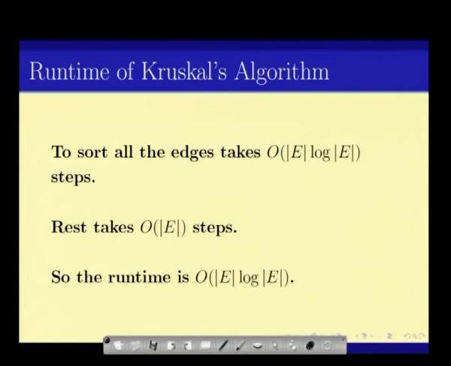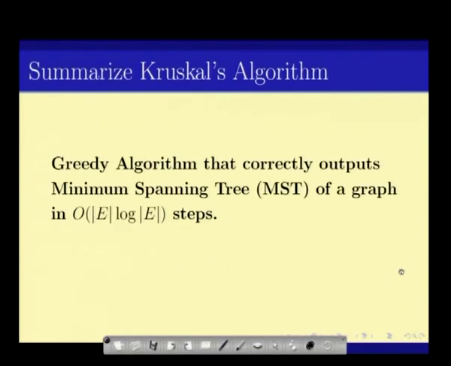What is the runtime of this algorithm? The main step required is to sort all the edges, which we have seen the sorting algorithm takes e log e steps. The rest of them take order e steps. So, the total runtime is order e log e. To summarize Kruskal's algorithm, we can output the minimum spanning tree of a graph in order e log e steps.